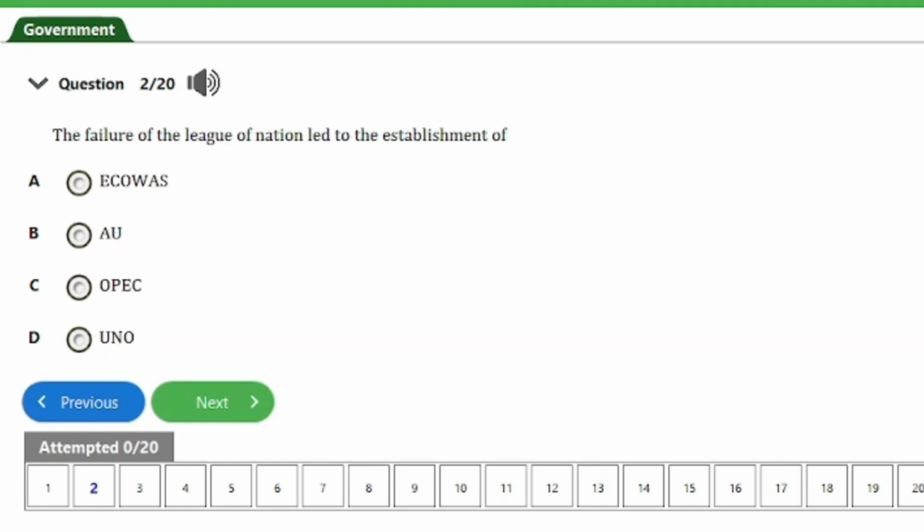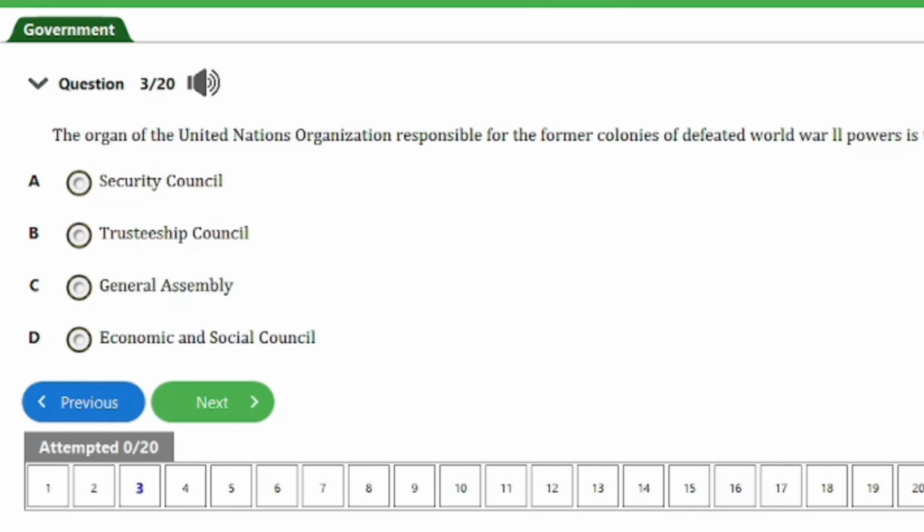It says, the failure of the League of Nations led to the establishment of A, ECOWAS, B, AU, C, OPEC, D, UNO. So guys, the answer to this question is option D, that's UNO. So let's head on to the next one, guys. We have here question number 3.